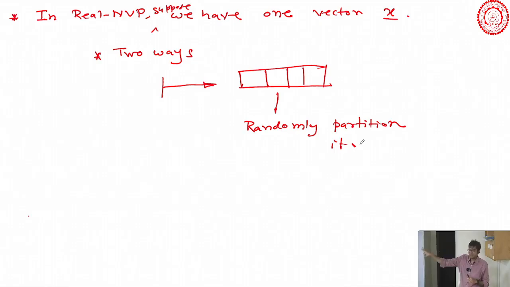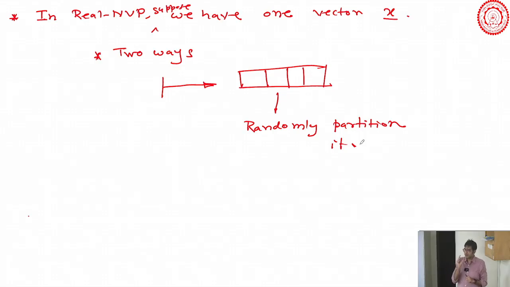So this is one way. This is perhaps the more popular way. You just break the vector randomly, and break it every time. Don't keep the same division. Suppose it is 1, 2, 3, 4. First time you are taking 1, 3 and 2, 4. Next time you can take 1, 4 and 2, 3 or so. Change it, randomly sample it every time.